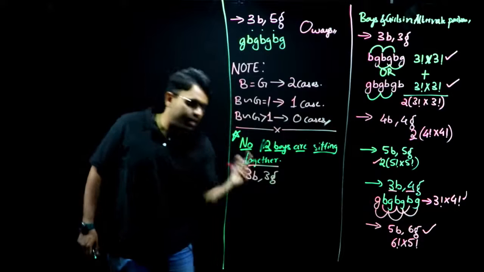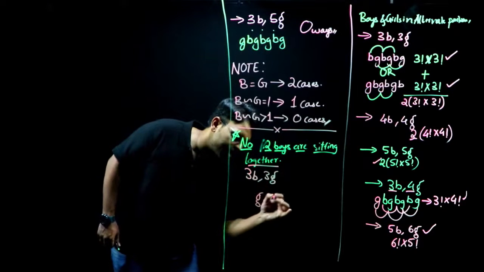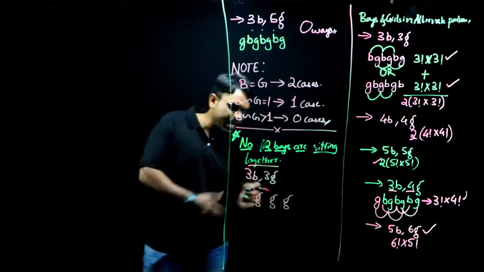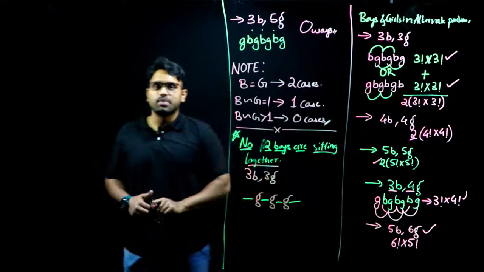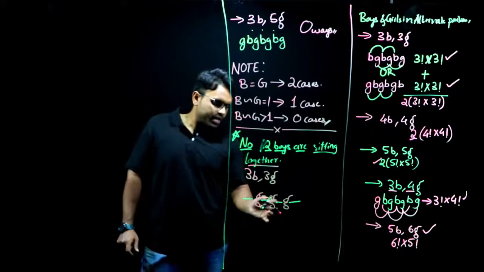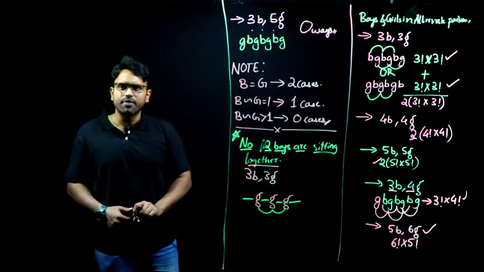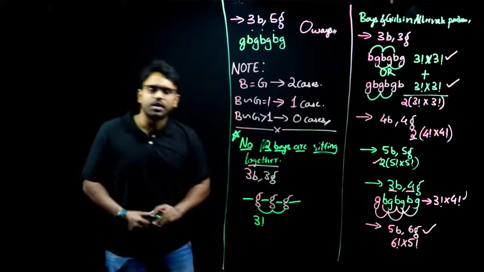So the first step that I'll do is start placing my girls. Later I'll start creating spaces between them. Now, if you observe, these 3 girls can be rearranged among themselves in how many different ways? 3 factorial ways.